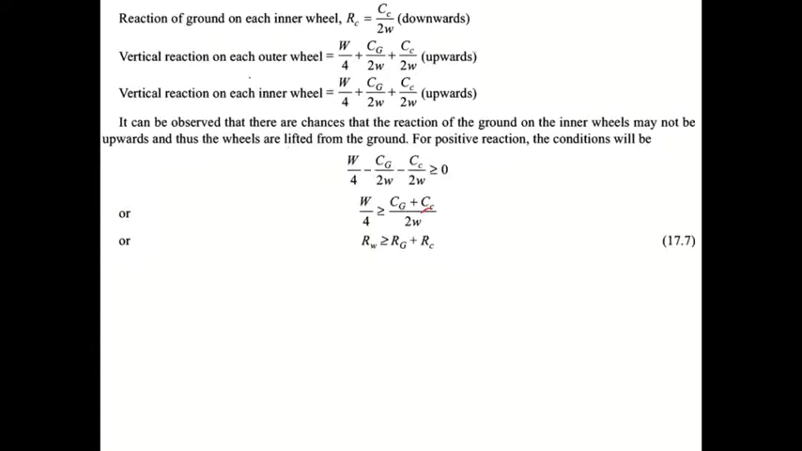Finally, reaction on the wheels. On the outer wheels, reaction will be equal to W by 4 plus Cg by 2W plus Cc by 2W. On the inner wheels, sorry, here it is plus, but for inner wheels this will be minus. They have given it wrongly.